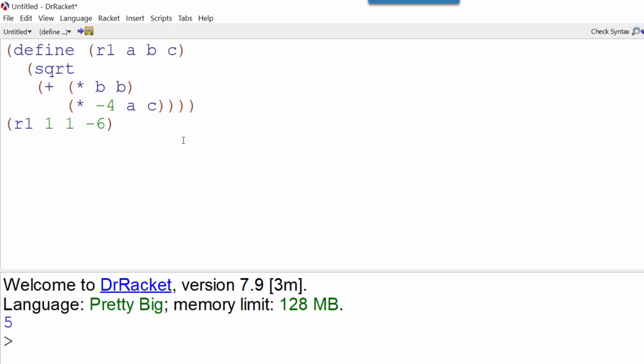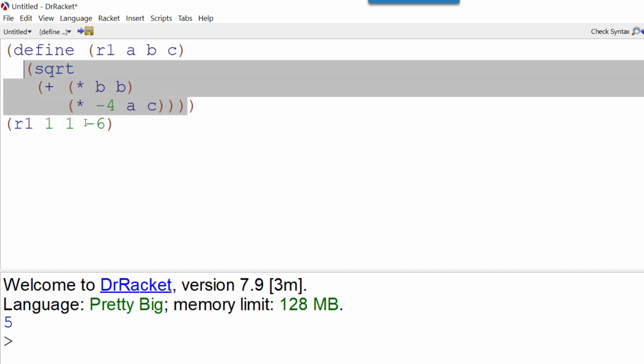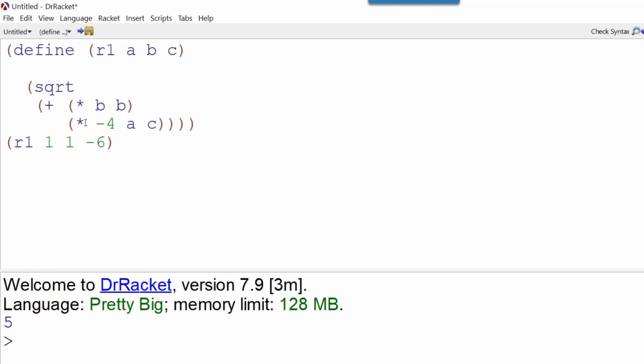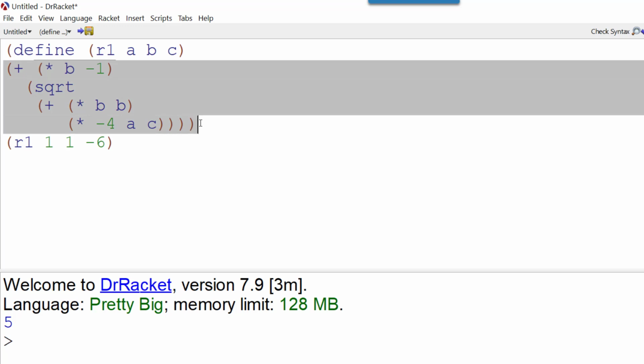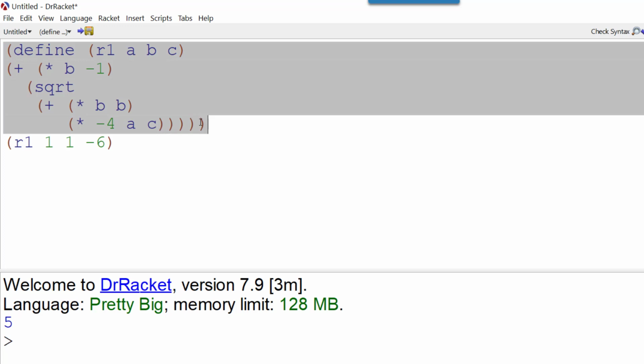So next, what we want to do is to add that to the -b. So how do we do that? Well, quite simply, we put in a spare line again, open the bracket, plus, because that's what we want to add. And then what do we want to add? Well, we want to add what we had before, but we also want to multiply b by -1. That gives us the -b. But if we do that, well, we're a bracket short again. We're a full bracket short of a function. So we need to add that bracket in, and there our function is defined.